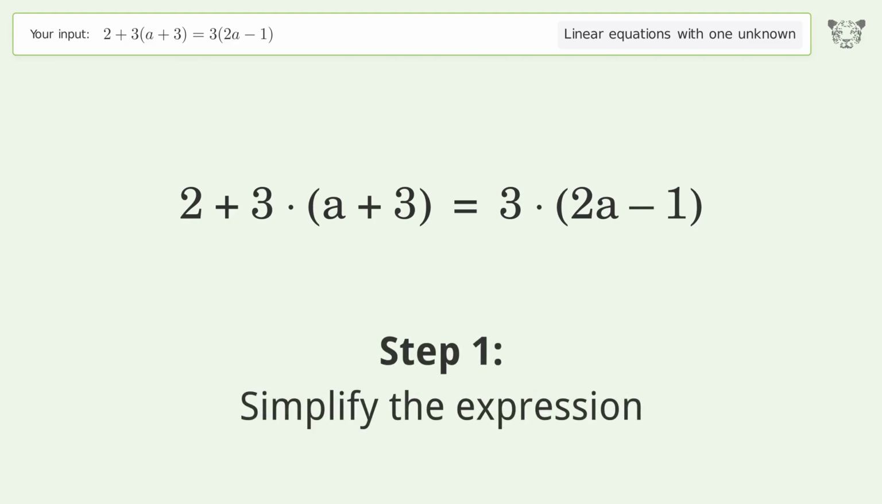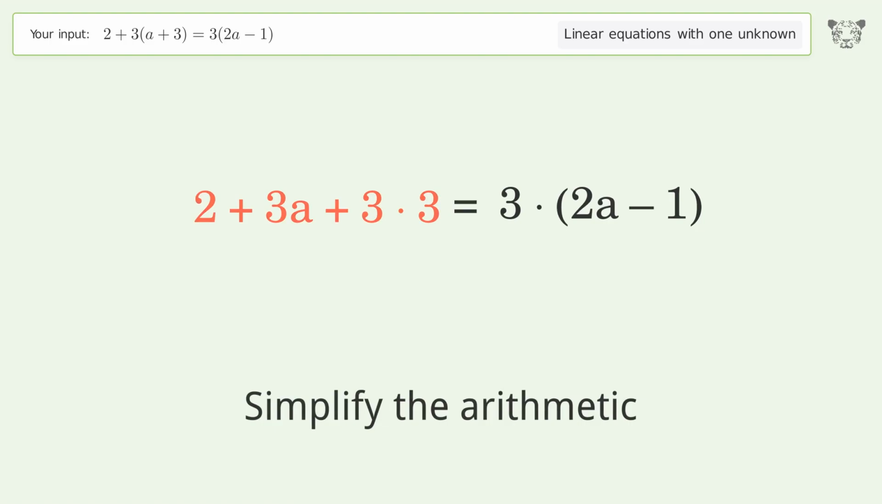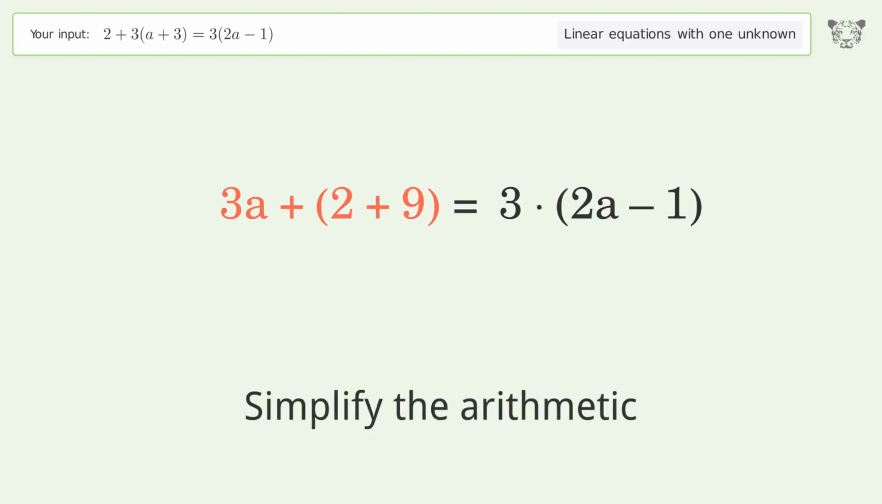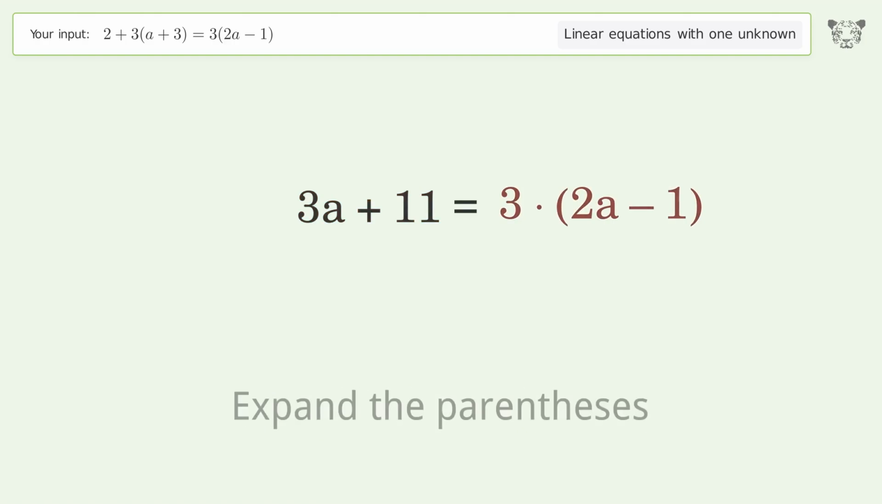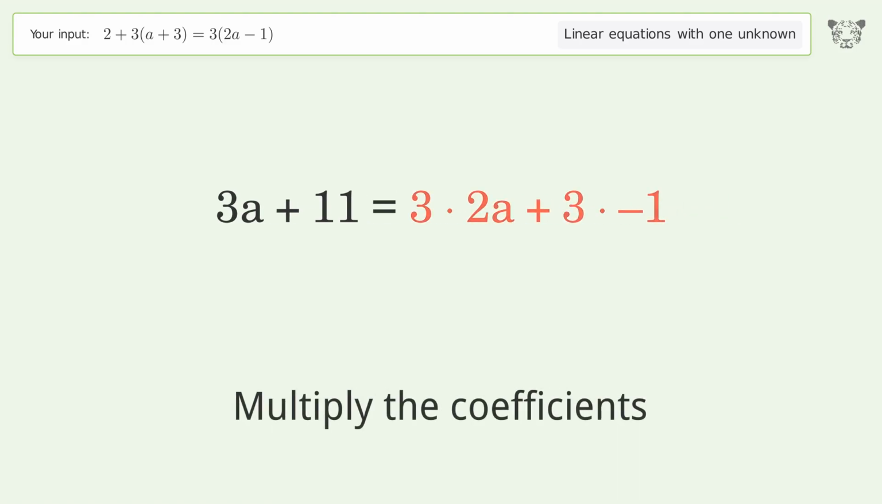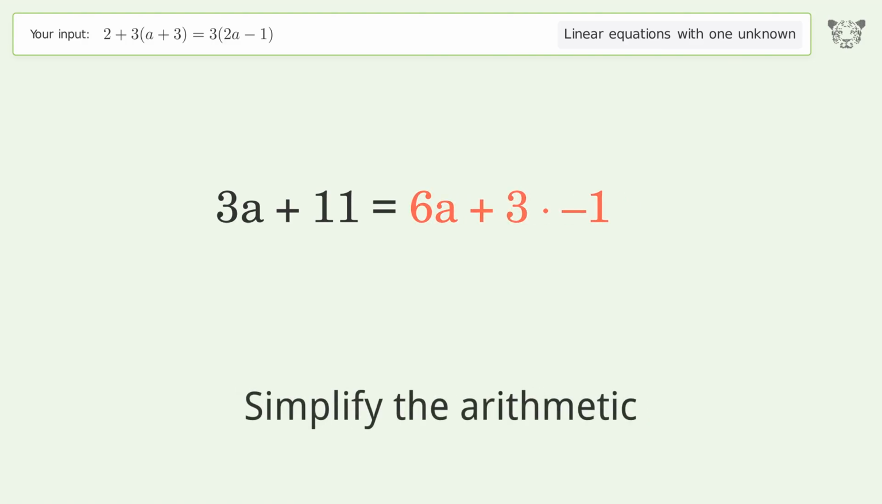Simplify the expression. Expand the parentheses. Simplify the arithmetic. Group like terms. Simplify the arithmetic. Expand the parentheses. Multiply the coefficients. Simplify the arithmetic.